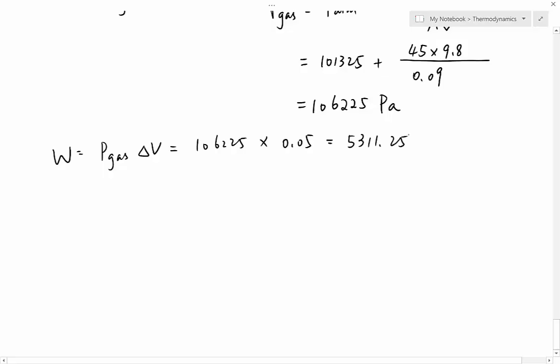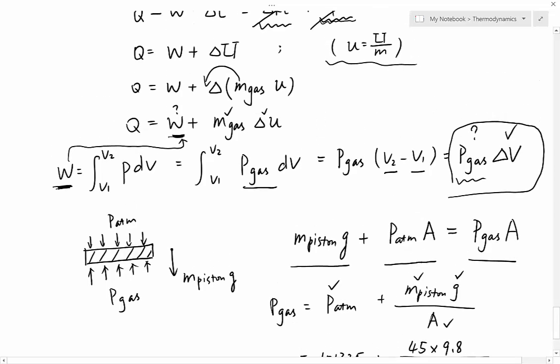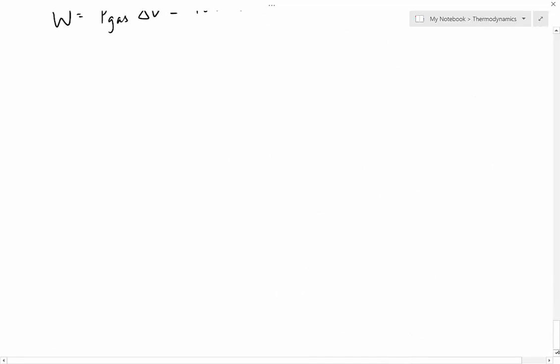So solution is 5311.25. And solution must have an SI unit because I used SI unit for every parameter in my right hand side. The SI unit for work is joule. Alright, so I have W now. The last step is to look for heat transfer by using this equation. Alright, so we copy down this equation.